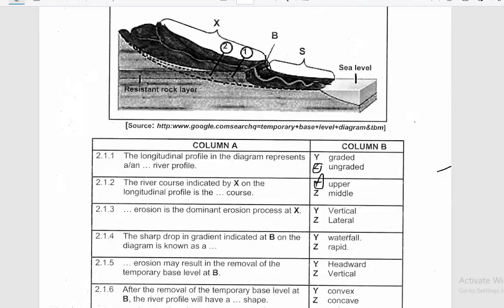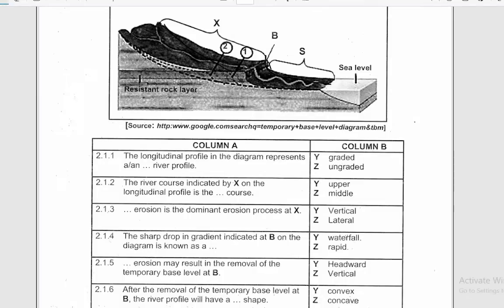Right. So the correct response for that one is vertical. In the upper course, that is where we have vertical erosion dominating. We have lateral in the middle course. Then we have vertical and headward happening in the upper course, and then lateral dominating in the middle course. Then the sharp drop in gradient indicated at B at this point here, the gradient is sharply falling. That is a waterfall. Right, we go on to the next question, number 215.